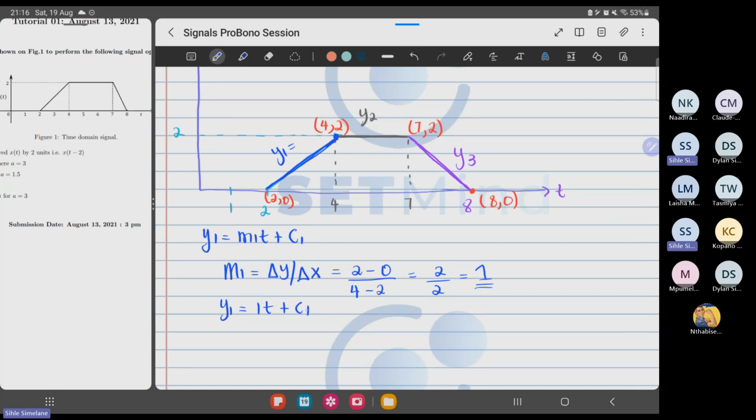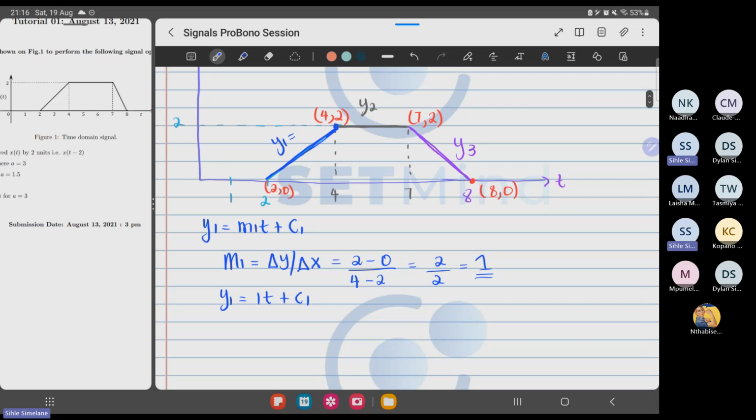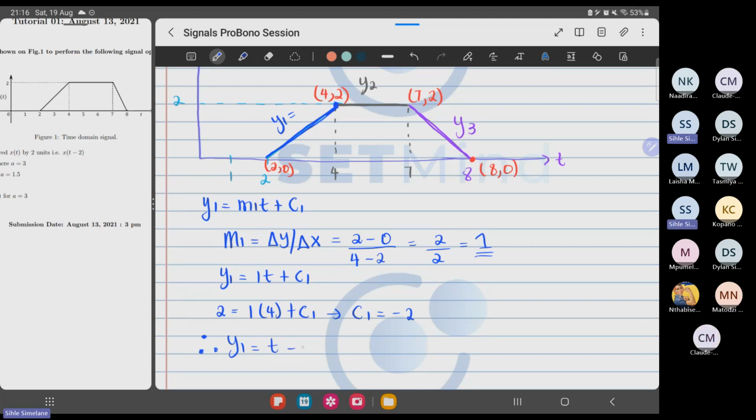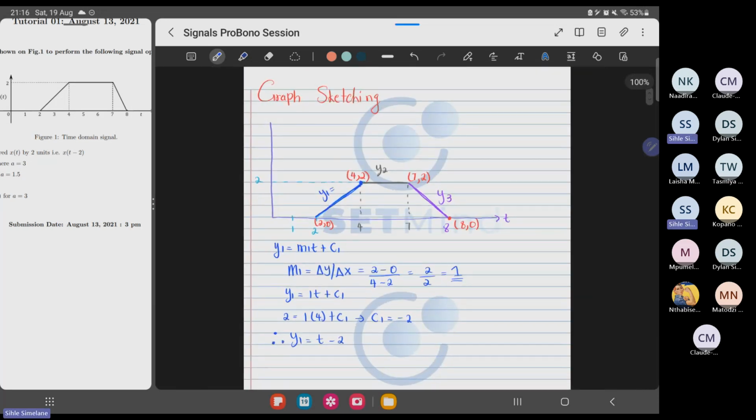Then for us to find the c, we can use any point. So we can use the 4 and 2 point. So y is 2, where t is 4, plus c1. And if you look carefully here, your c1 will simply be -2. So therefore, the y1 will simply be t minus 2. So there you go, that's your y1.